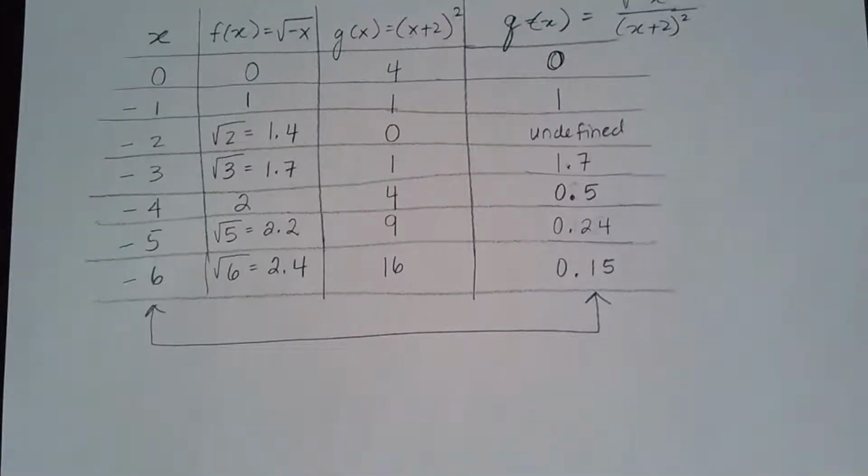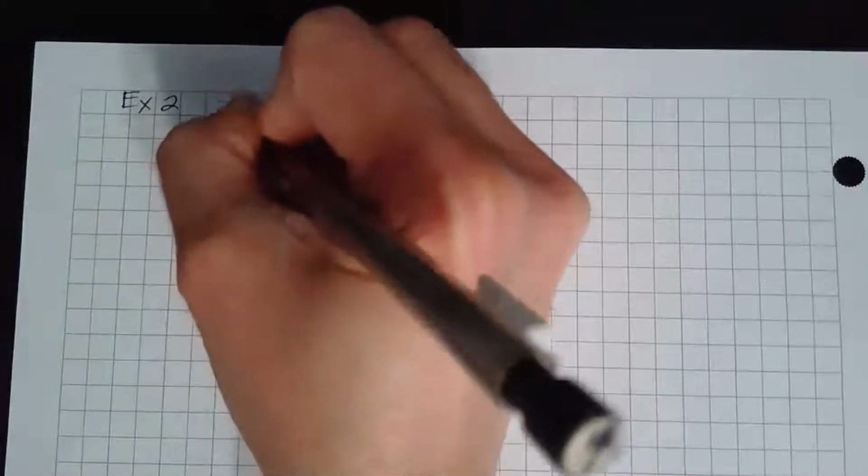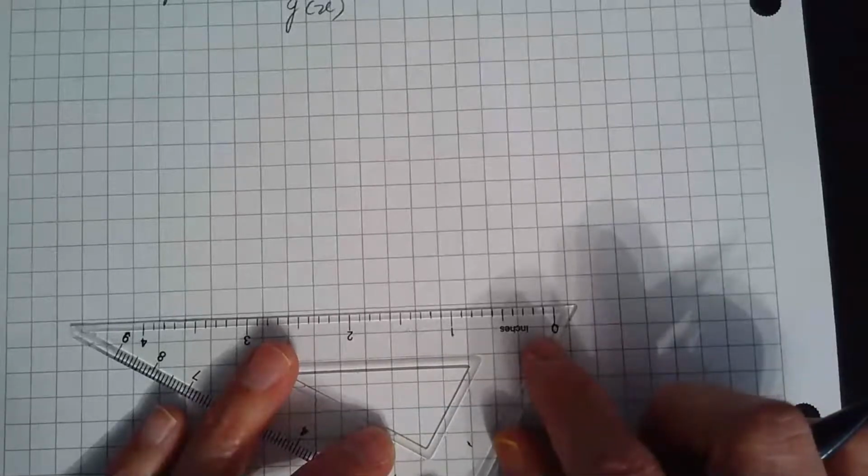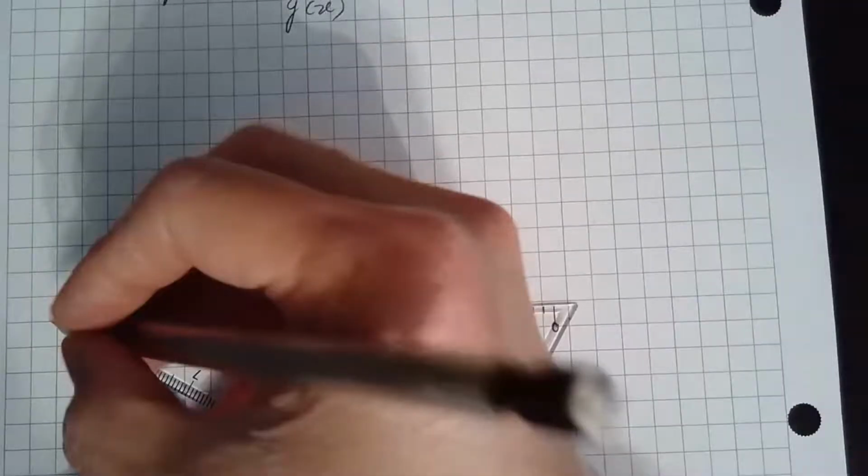Again, if you have graph paper, go ahead and grab a graph paper. If you don't have a graph paper, you can still do this even without a graph paper. Okay. So this is my graph paper here. Take a look at example number 2. Q of x.